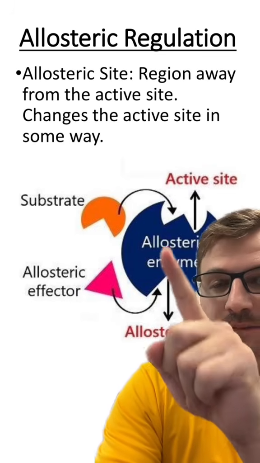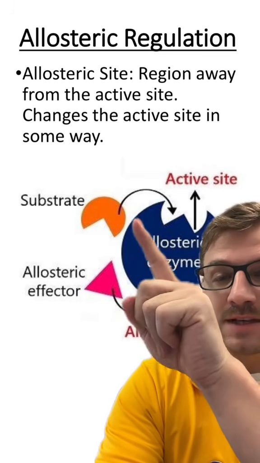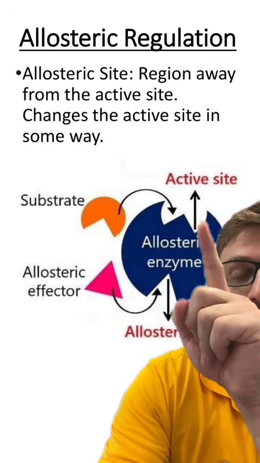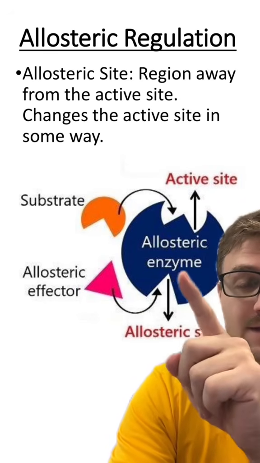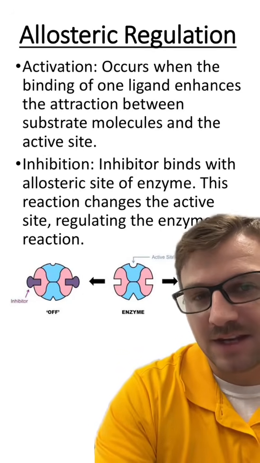You can see our enzyme here is going to bind with the substrate because the substrate matches the shape of the active site of the enzyme. Now, there are two ways these allosteric effectors affect enzymes. The first is by activating the enzyme.